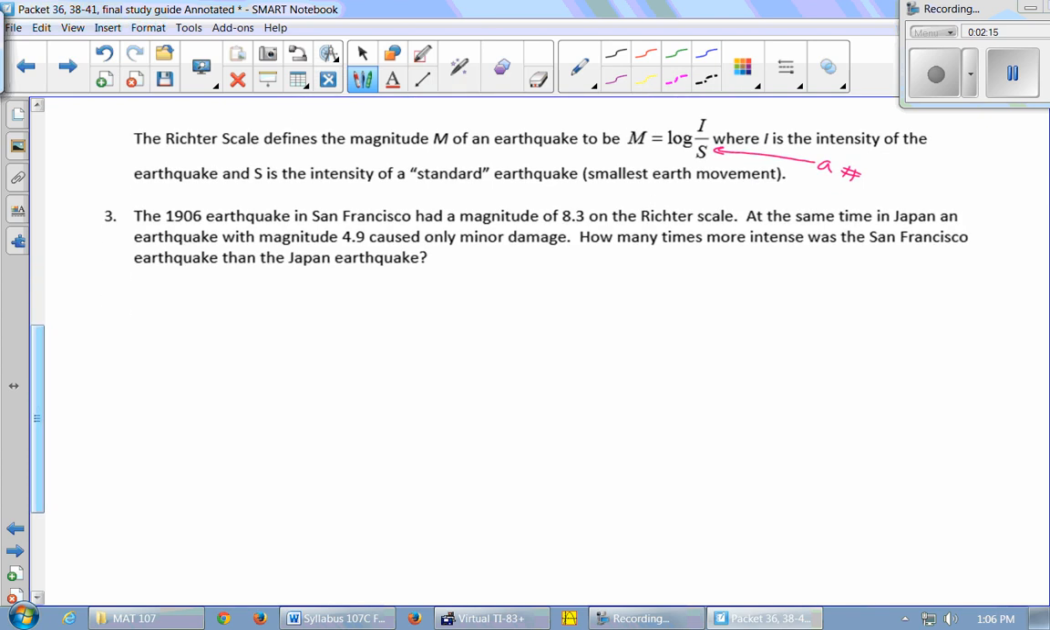All right, so let's look at an example. The 1906 earthquake in San Francisco had a magnitude of 8.3 on the Richter scale. And at the same time in Japan, there was an earthquake of magnitude 4.9 that caused very little damage. How many times more intense was the San Francisco earthquake than the Japan earthquake? You've got to be careful here because they've given us magnitudes, but they've asked us about intensities. Those are two different things. So let's do a little side-by-side calculation.